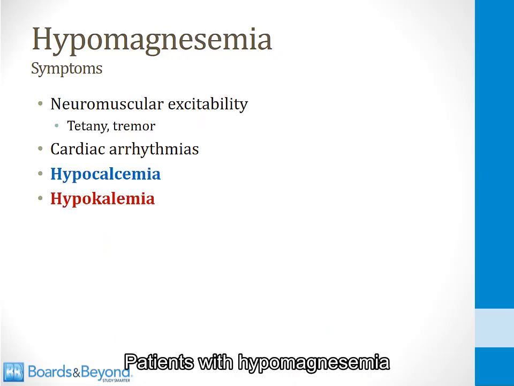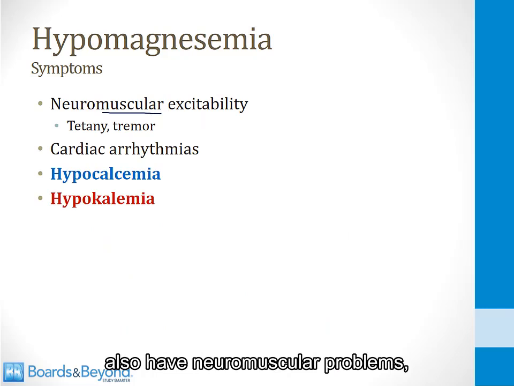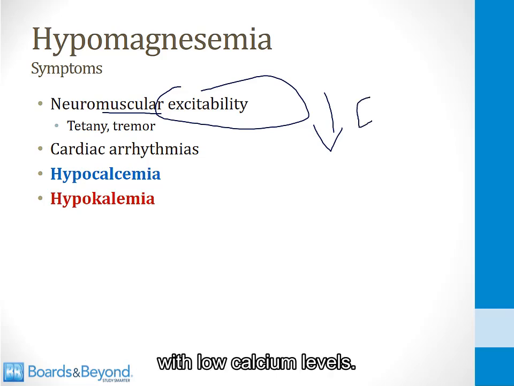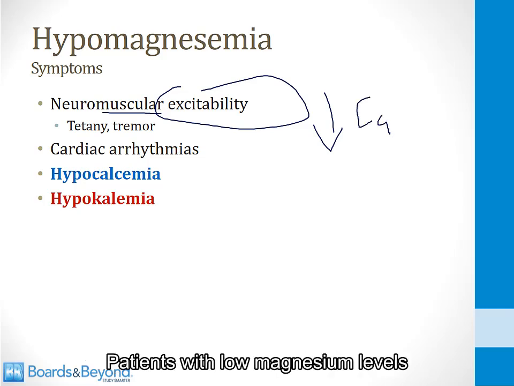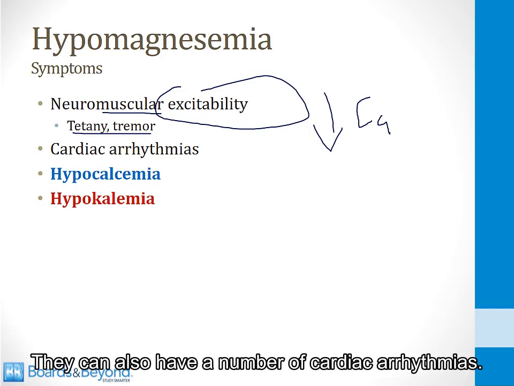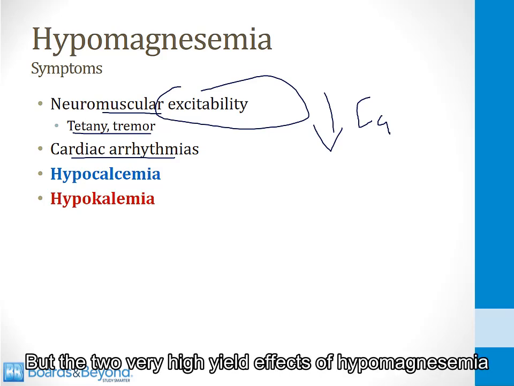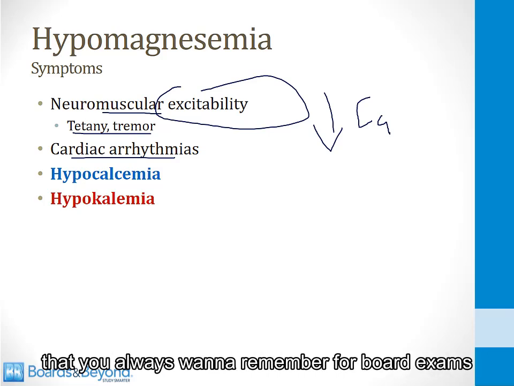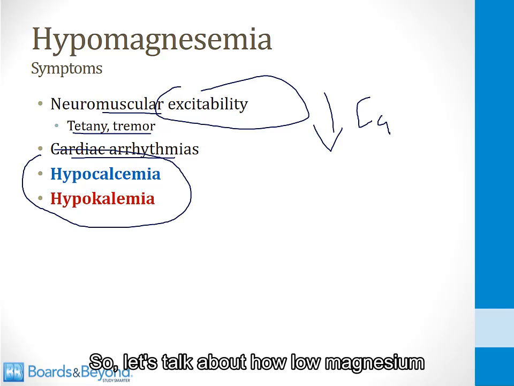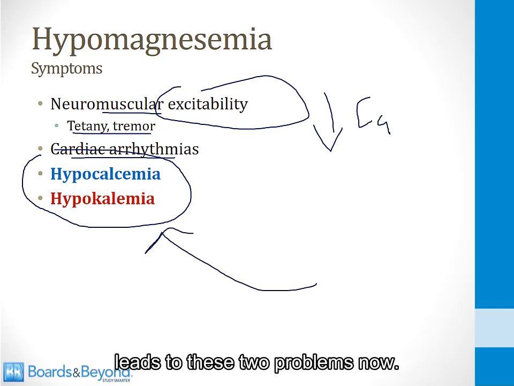Patients with hypomagnesemia also have neuromuscular problems, but in this case it's excitability, very similar to what we described before with low calcium levels. Patients with low magnesium levels can have tetany and also tremor. They can also have a number of cardiac arrhythmias. But the two very high-yield effects of hypomagnesemia that you always want to remember for board exams are hypocalcemia and hypokalemia. So let's talk about how low magnesium leads to these two problems now.